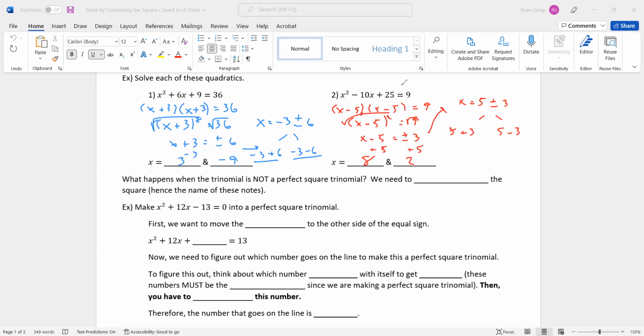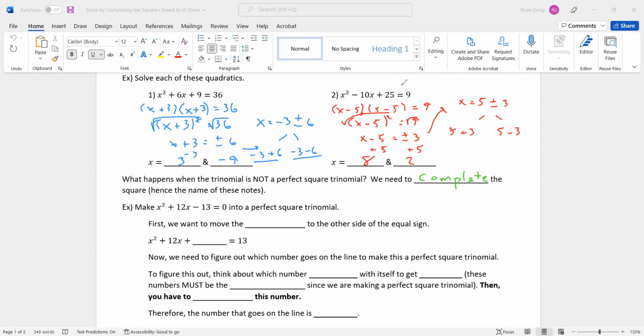Well, what we need to do is complete the square. And hence the name of these notes, completing the square. So how do we do that? Make x squared plus 12x minus 13 into a perfect square trinomial.